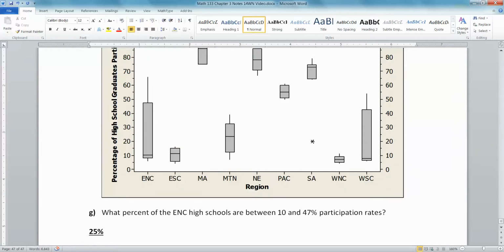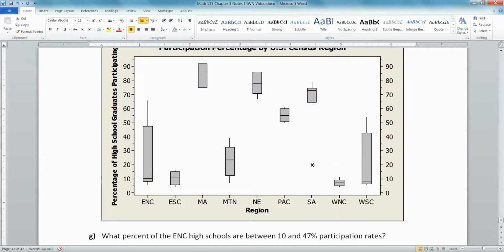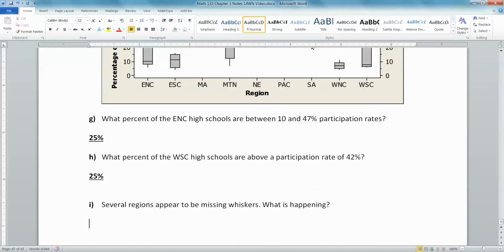Now what about West South Central? That's above 42. Here's West South Central over here. 42 must be about Q3, so above that would be just that whisker. Each whisker is worth 25%, so that's 25%.